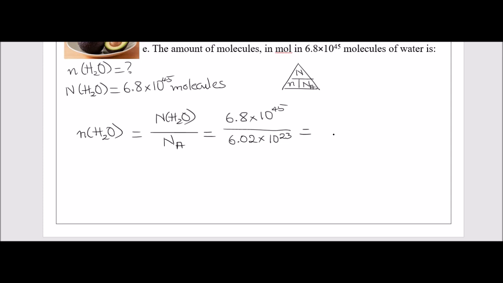I just deleted my, why did I do, okay, 6.8 times 10 to the 45 over 6. Alright, so we would get, that's a lot. Is it even right? Well, it is what it is. The amount of molecules, the amount of mole. Why? That's an outrageous mole.